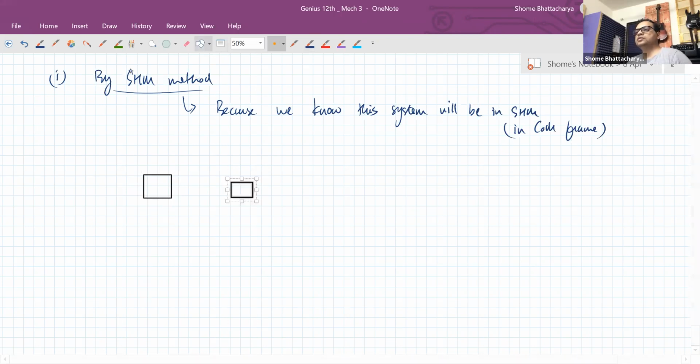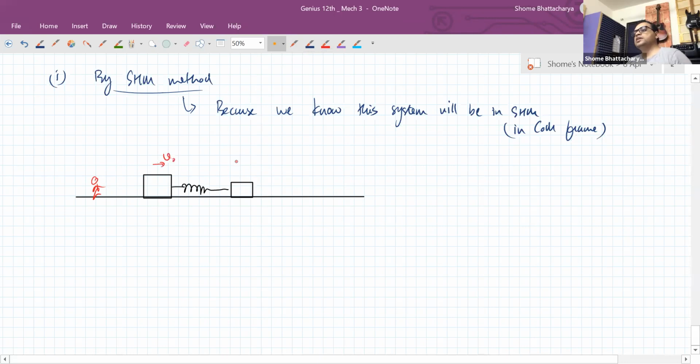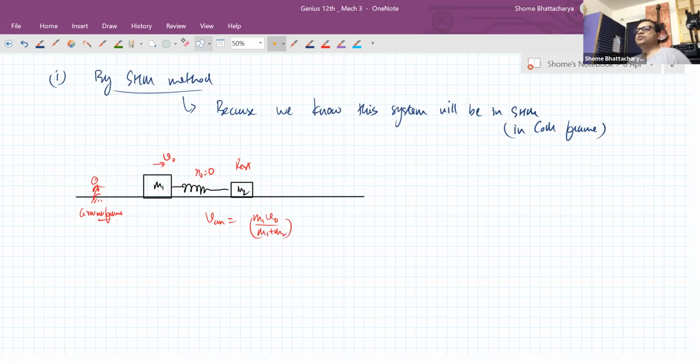So what we do here is we get into the center of mass frame ourselves. In the ground frame, if we are seeing, then this is what is happening initially. This is moving at V0. This is at rest, and x0 is equal to 0. This M1, this M2. So in the ground frame, VCM is equal to M1 V0 upon M1 plus M2. Now let us say we get into the center of mass frame. So that's a very interesting way of doing this problem.